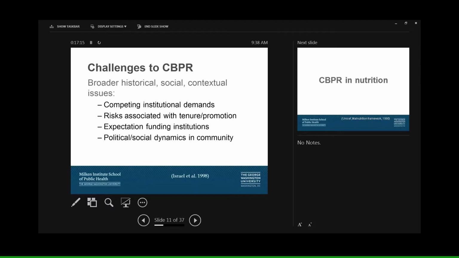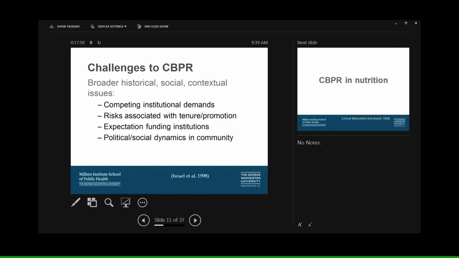So, competing institutional demands. Academics will have the issues associated with tenure and promotion. Some of the community members or participants might be volunteering their time, and sometimes it requires a lot of time to sit on these meetings and to establish this relationship. So is it fair to ask them to volunteer their time? Sometimes they're on many different committees. How do you compensate them? How do you make it more fair for them?